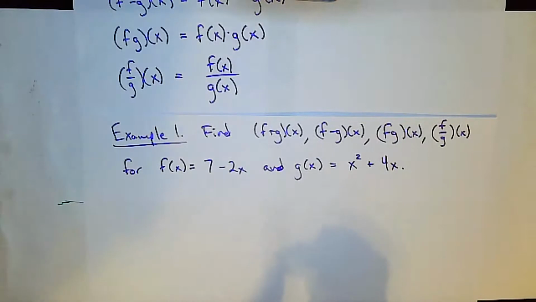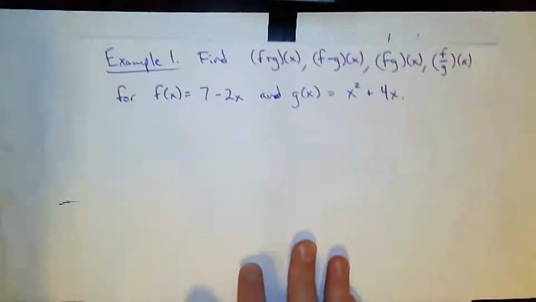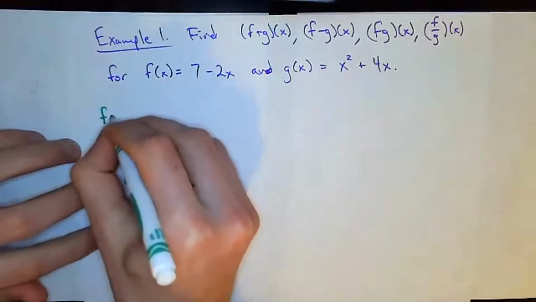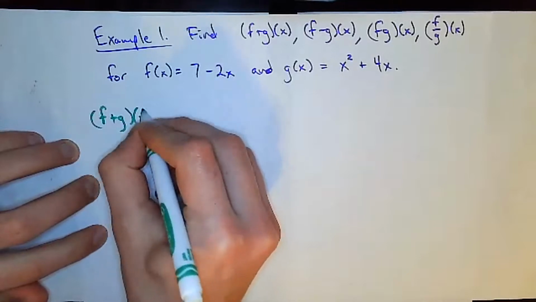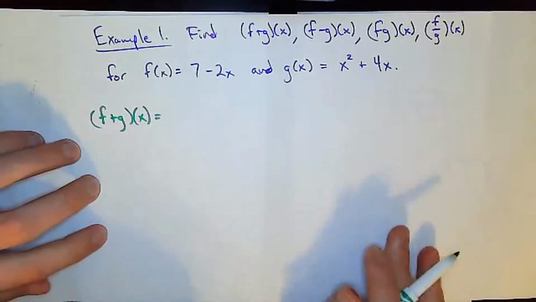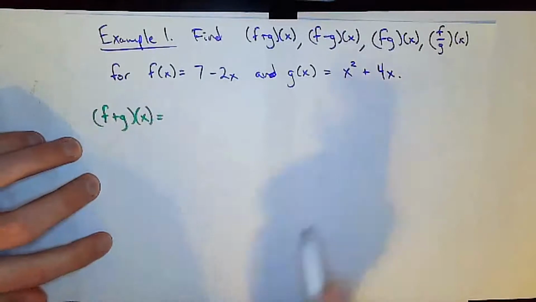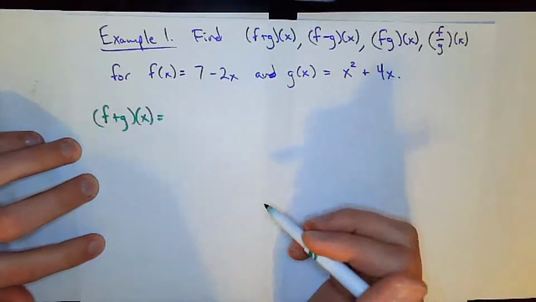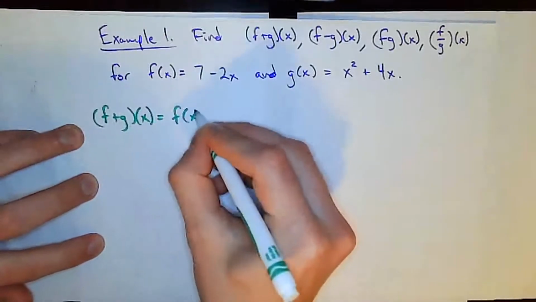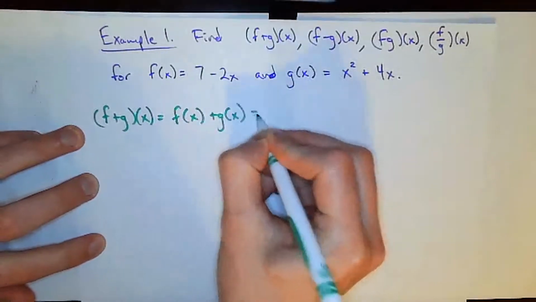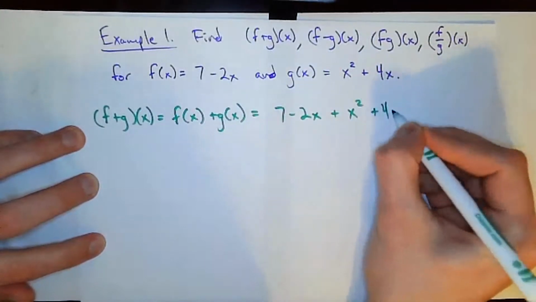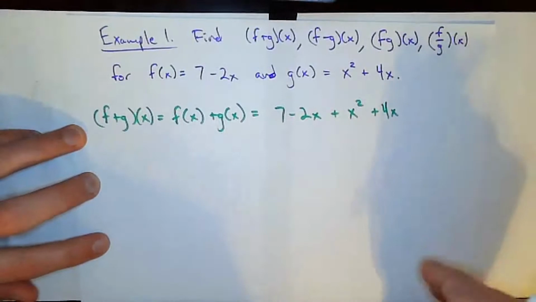Okay, I'm going to solve it in green. Here we go. F plus g at x is going to be the same as f of x plus g of x, and that's going to be the same as 7 minus 2x plus x squared plus 4x. Combine like terms. That's all you've got to worry about here.